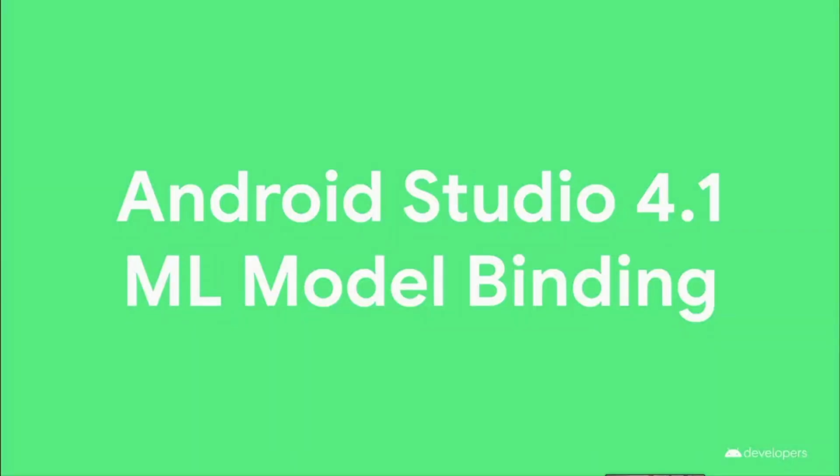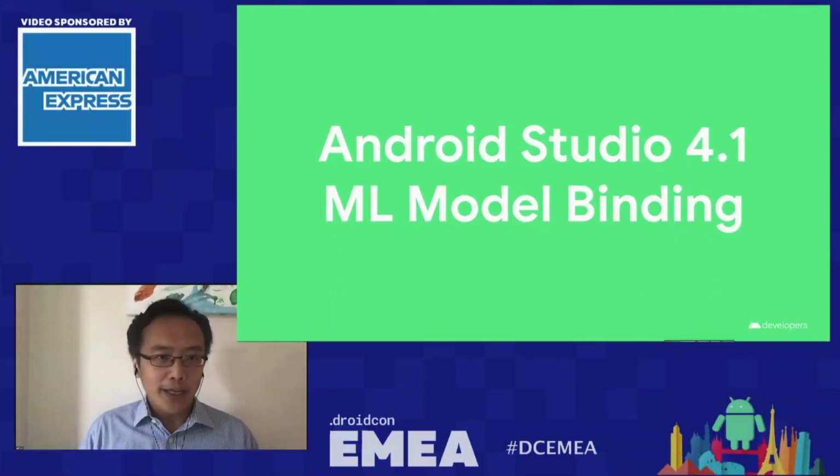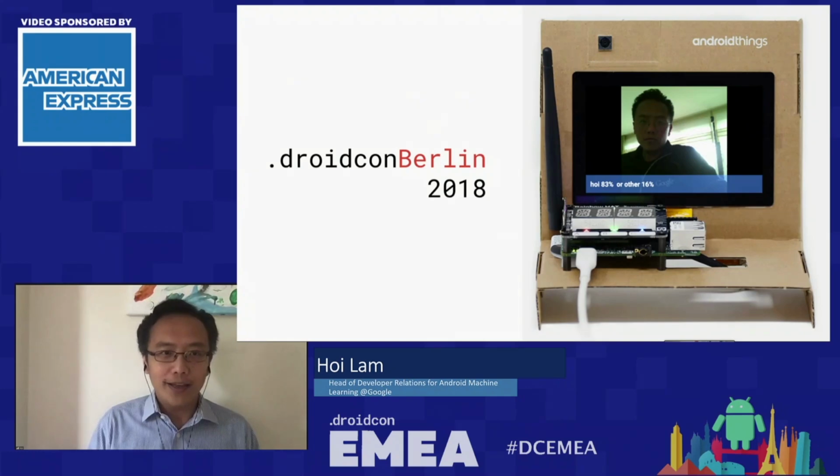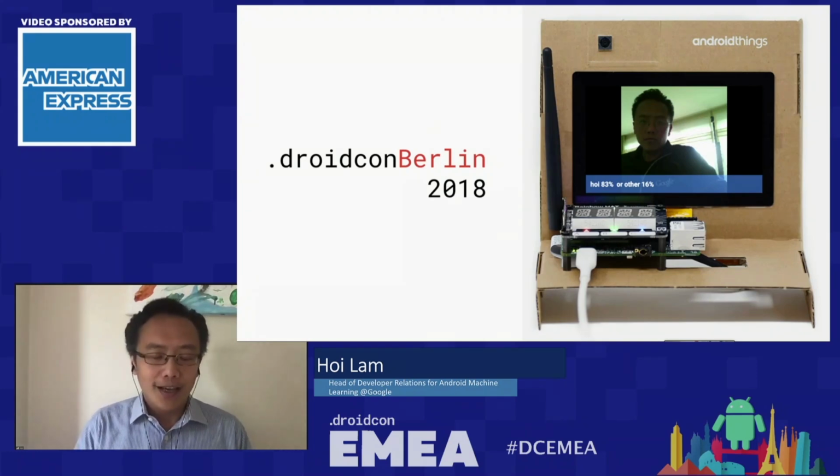And last but not least, Android Studio 4.1 ML model binding. Here, the journey actually started 2 years ago at another droidCon, droidCon Berlin. At that droidCon Berlin, I created this particular ML model to identify whether something is Hoi or not. And there was a funny anecdote about how ML failed and how my biased data set really corrupts that model.